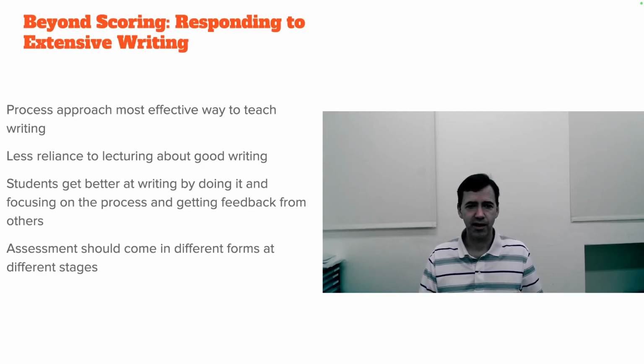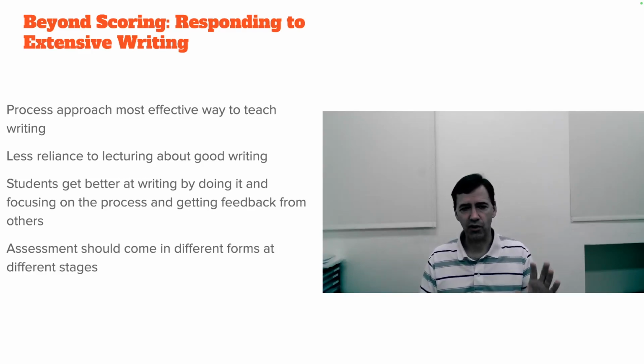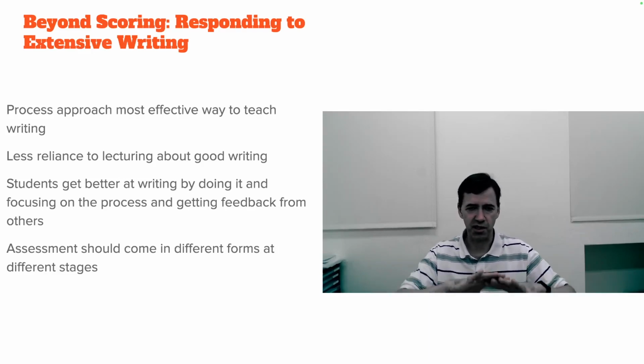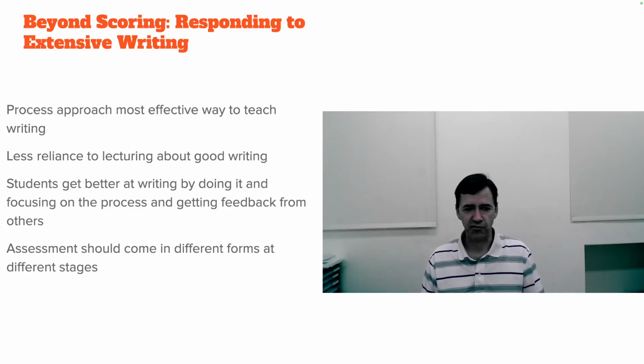In this type, there's less reliance on the teacher to lecture about good writing and focus on this type of form. And I think that's a mistake that happens even here at the university level, is a lot of teachers focus on the language used rather than the skill of writing itself. And I agree with this 100%. Students get better at writing by doing it and focusing on the process and getting feedback, not on focusing on the form anymore. It's time to focus on the global macro level. And assessment should come in different forms at different stages.